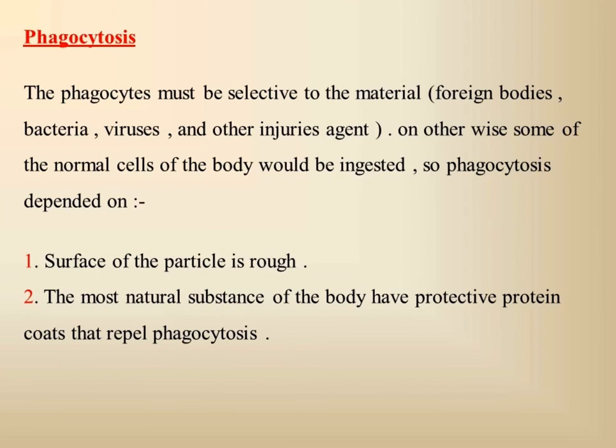So phagocytosis depends on several aspects. What does phagocytosis depend on? To recognize foreign bodies, viruses and other different substances in the body, it depends on the surface of the particle being rough. Foreign bodies must be rough in surface to be recognized by this type of cell. Second, the most natural substances of the body.